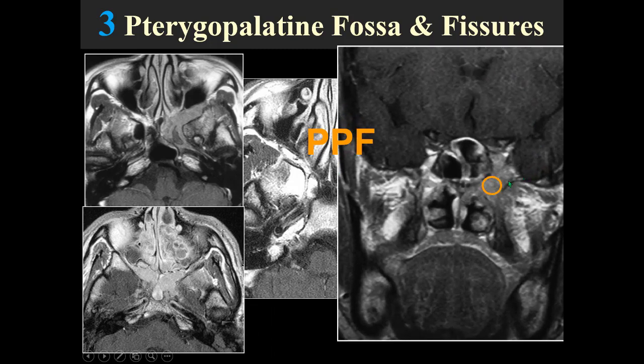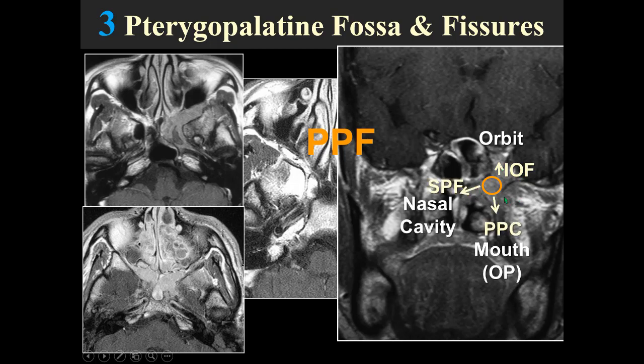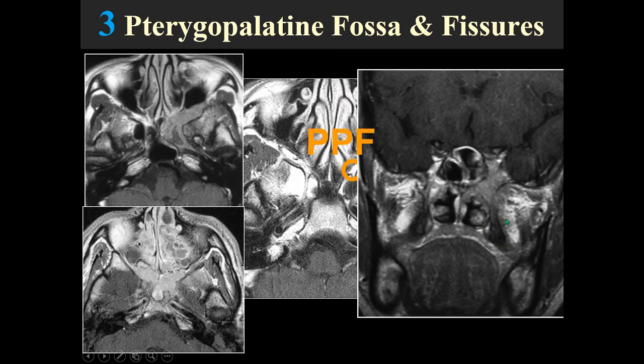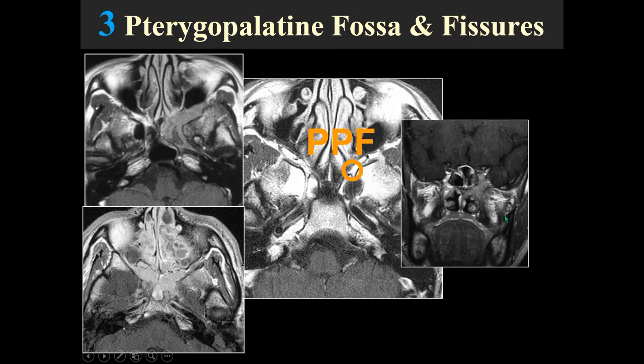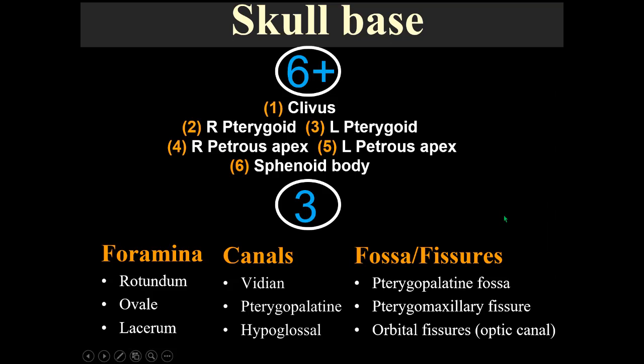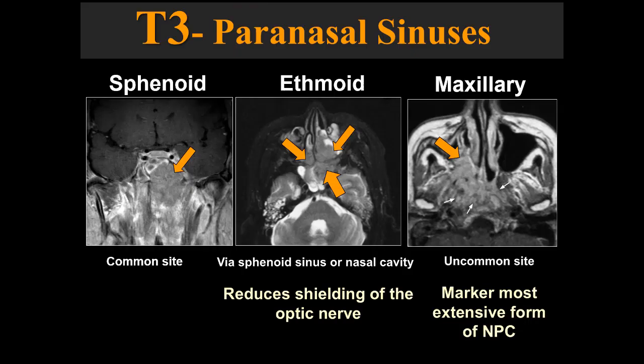Whenever you see something in the pterygopalatine fossa, always look at the coronal because it can go up the inferior orbital fissure to the orbit. It can go medially to the nasal cavity and down to the mouth. So that's a very important check area to look for in the skull base. So hopefully there are 6+ bones, 3 foramina, 3 canals, a fossa and fissures.